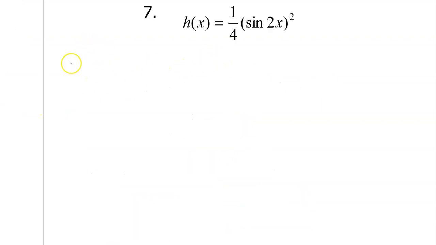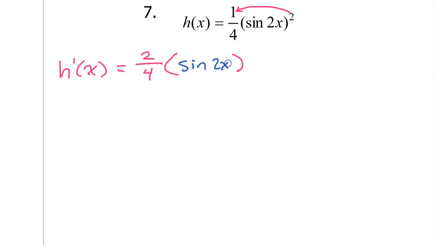On problem number 7, we will need to use the chain rule twice. So I'm going to have h prime at x equals. First, I take the derivative of the outer function, which is this, the parentheses squared. So I'm going to take this 2 and put it over there. Maybe I'll just leave it for a second. So I'm going to have 2 over 4. Obviously, that's 1/2. And then I reduce this power by 1. So this is just a 1, which I don't need to write. But then I have the inner function sine 2x.